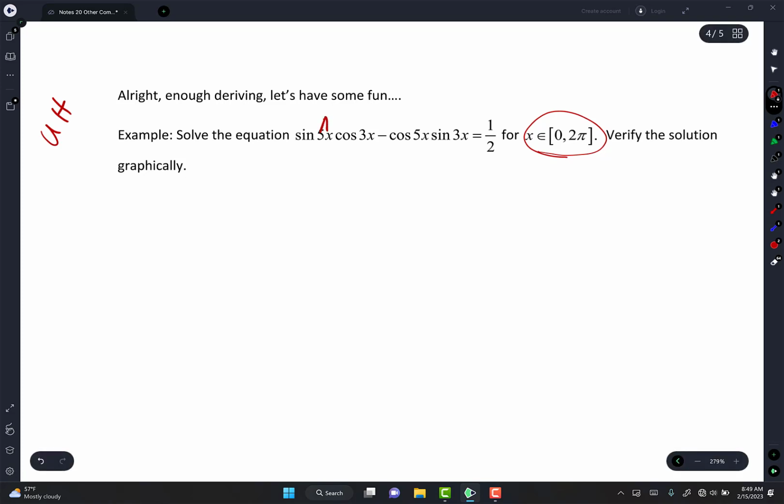You look at it and you're like, wait a minute, I see a 5x and I see a 5x. I see a 3x and I see a 3x. And immediately you start thinking, that looks like sine A cosine B minus cosine A sine B. Does it not? Can I turn this into either a single sine or a single cosine? Can you? Yeah, we just talked about it right now.